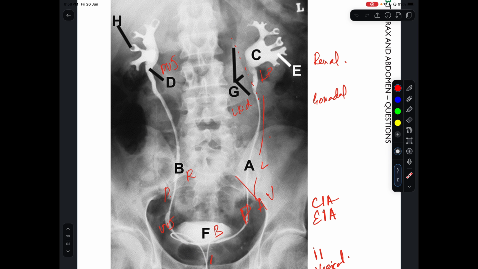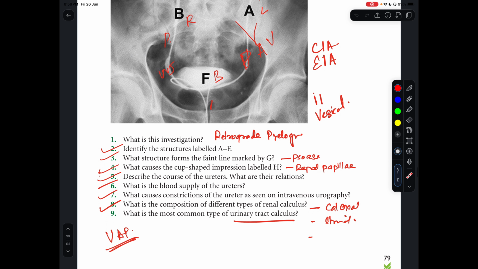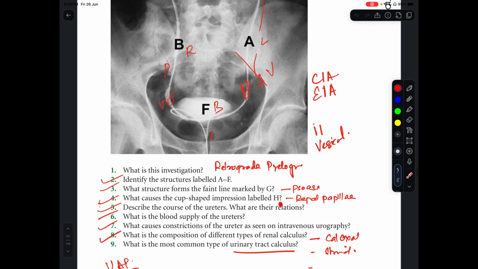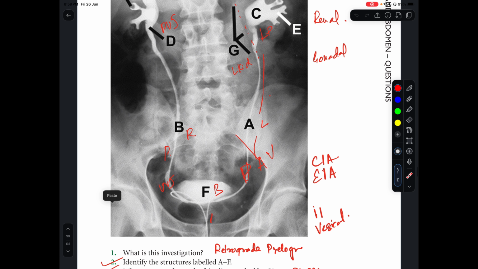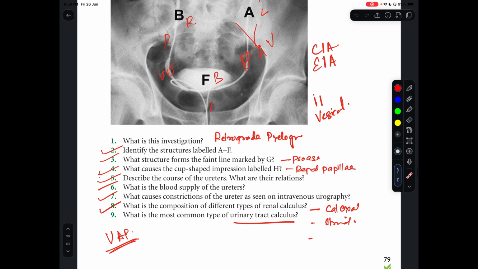So what are the questions again? What is seen in a retrograde pyelogram? A to F, what structures? A faint line, G is the psoas shadow. What causes the cup shaped appearance H? This cup is due to the compression of the renal papillae. So H is the renal papillae projecting into the minor calyces.